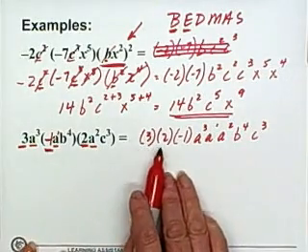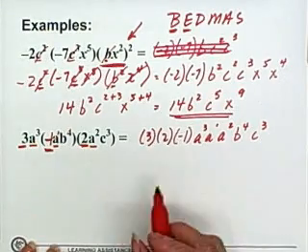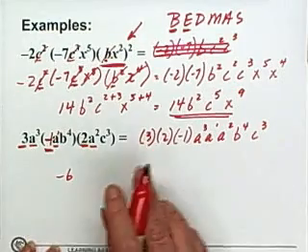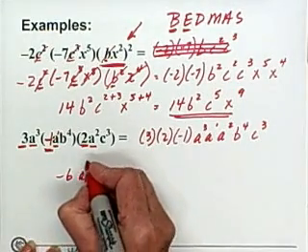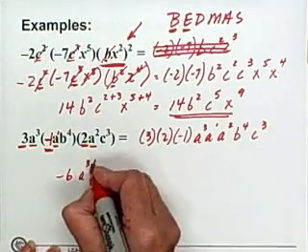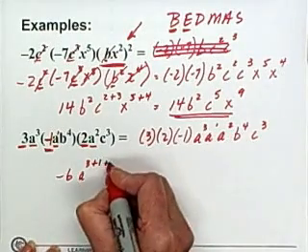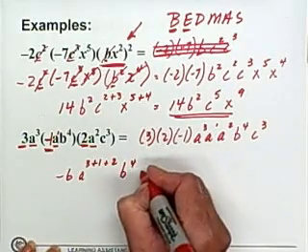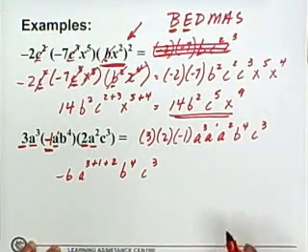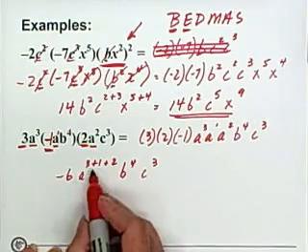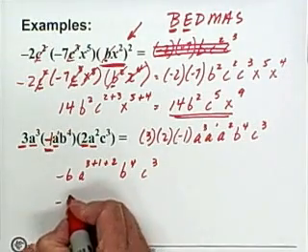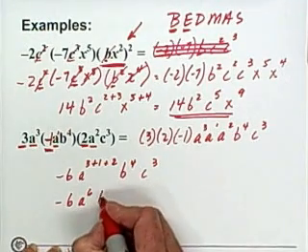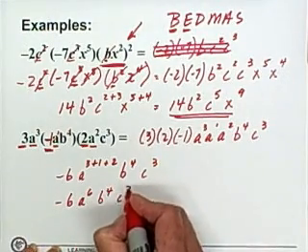Now, 3 times 2 times 1, or times minus 1, is minus 6. Here we have a to the 3 plus 1 plus 2. We have b to the 4th and c cubed. Now we just add up these exponents here, so we have minus 6, a to the 6th, b to the 4th, and c cubed.